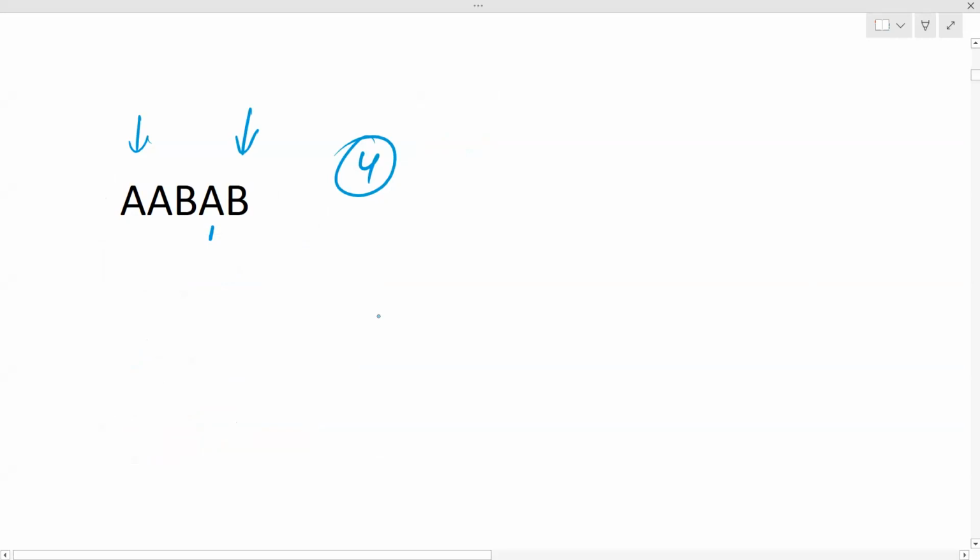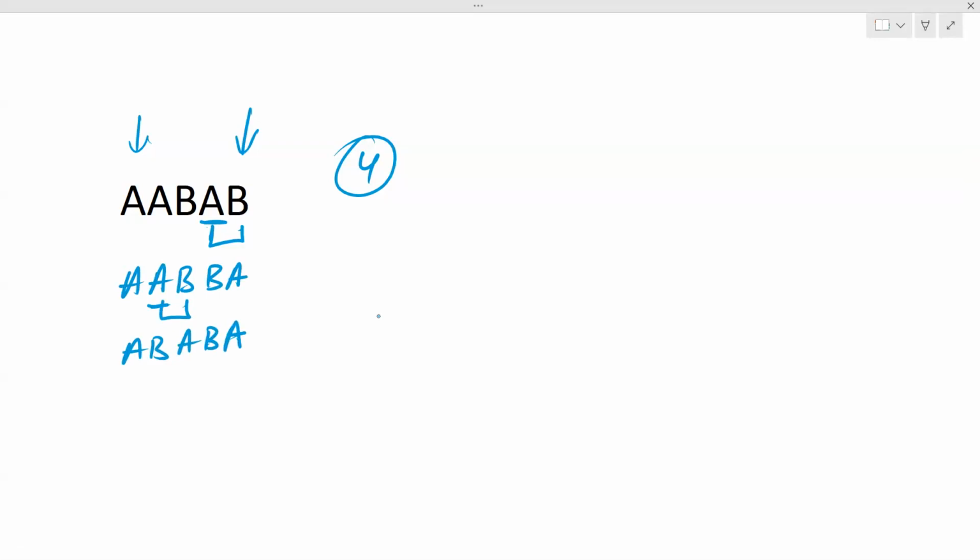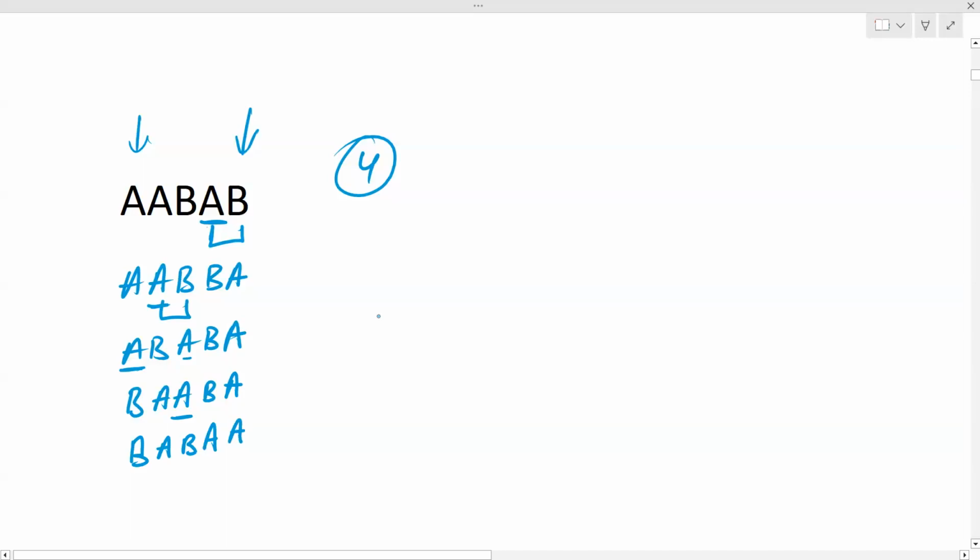So first, I can do operations between these two. So this is my I. So it will become A, B, B, A. Then I'll do one operation here, on these two. So it will become A, B, A, B, A, right? And then I can choose any of these two. So let's say I chose this. So it will become B, A, B, A. And then finally I can choose this. So it will become B, A, B, A, A.